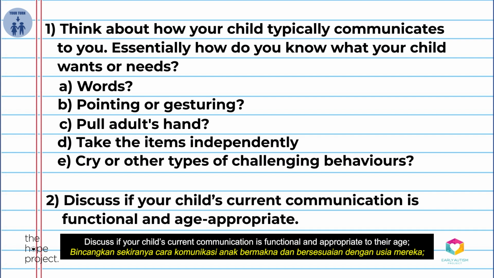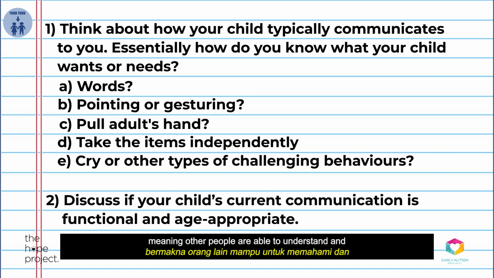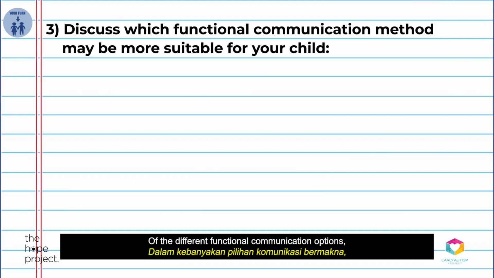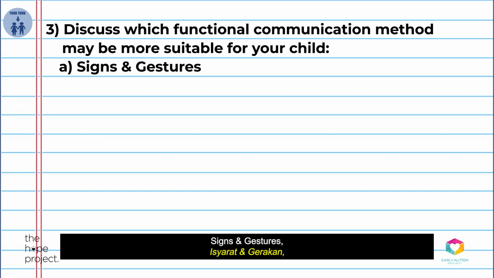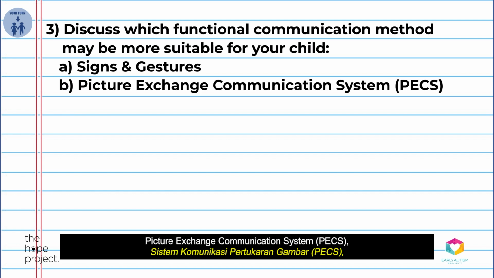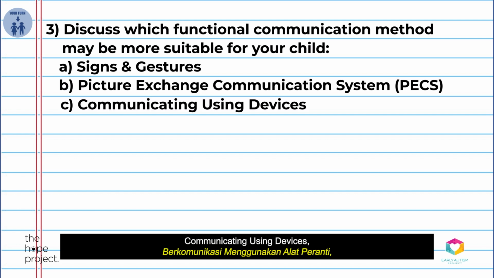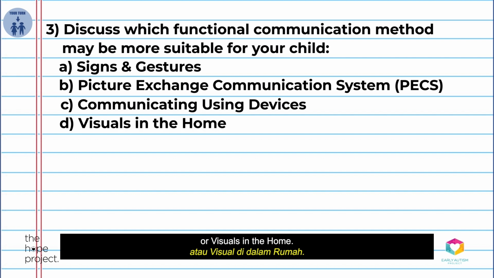Discuss if your child's current communication is functional and appropriate to their age, meaning other people are able to understand and there is a variety of options to communicate. Of the different functional communication options, discuss which one may be more suitable for your child. Signs and gestures, picture exchange communication system, which is also known as PECS, communicating using devices, or location-based visuals.